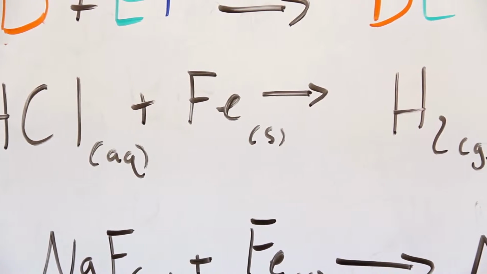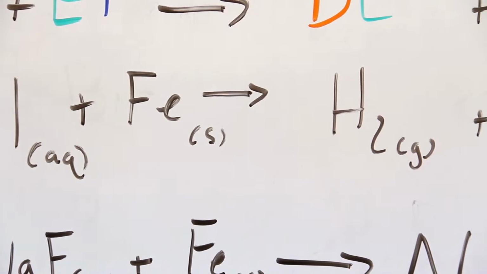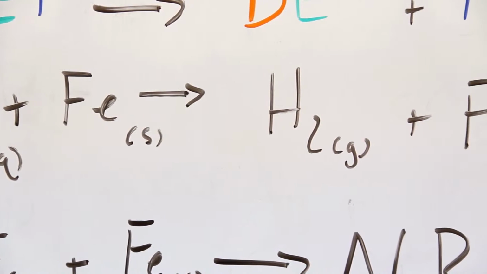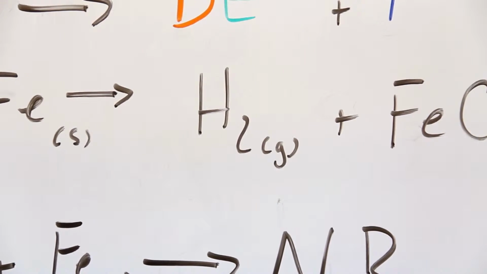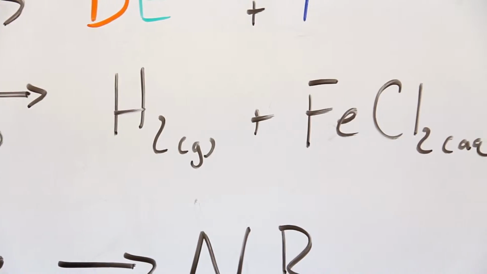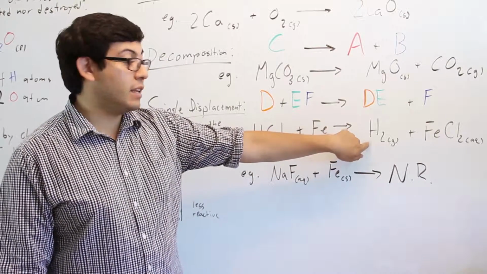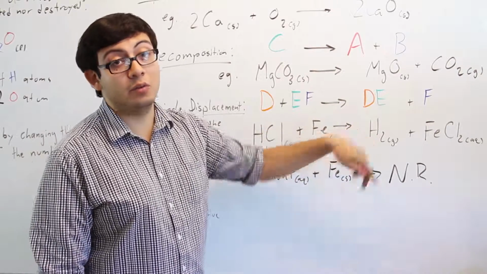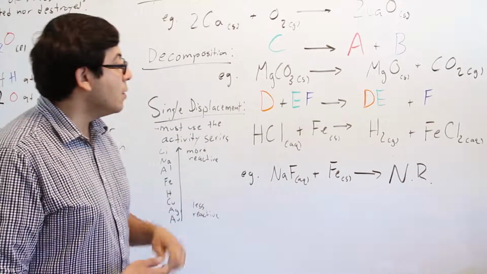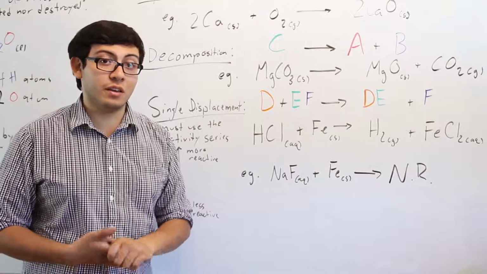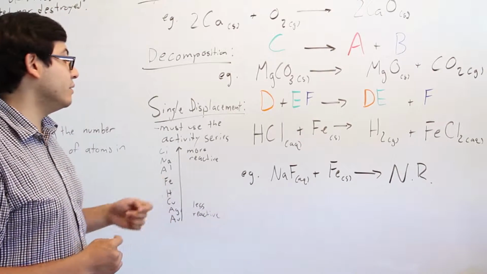We have hydrochloric acid, HCl. (aq) just means it's dissolved in water, reacting with iron metal, which is a solid, to form hydrogen gas and iron chloride. Notice, remember, we need to write hydrogen as H2 because it's diatomic. It's one of the halogens. But when we're looking at single displacement reactions, another thing we need to keep in mind is the activity series.